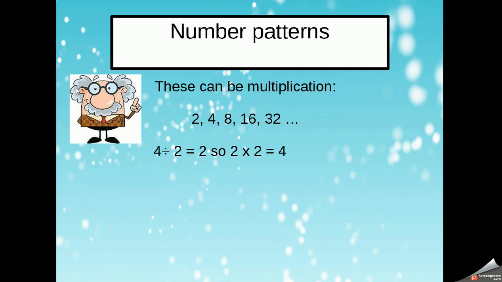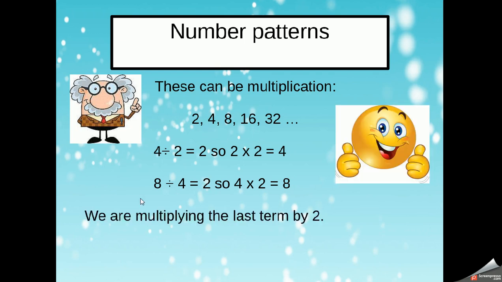I'd next try dividing 4 by 2. So 4 divided by 2 is 2. And then 8 by 4, 8 divided by 4 is 2. So now we're suddenly seeing a pattern. When we divide the second one by the first one, we always get 2. In other words, we're multiplying the previous term by 2 to get the next term. So when we were on 2, we multiplied it by 2 to get 4. 4 multiplied by 2 is 8. 8 times 2 is 16, and so forth.